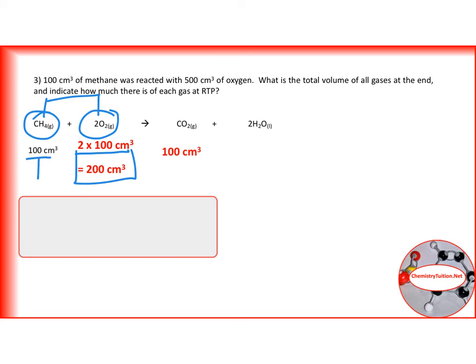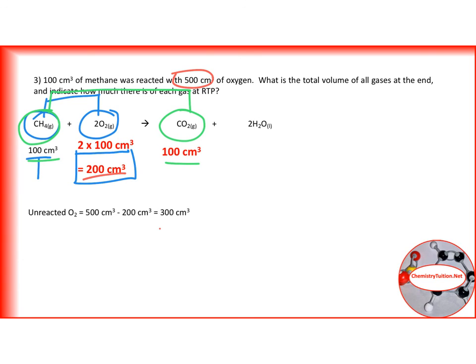In terms of the volume of carbon dioxide I produce, methane to carbon dioxide is a 1 to 1 ratio. So if I have 100 centimeters cubed of methane, I will produce 100 centimeters cubed of carbon dioxide. The only other thing we need to consider is how much oxygen is left over. They told us I started with 500 centimeters cubed. I've used 200 centimeters cubed of it, so I'm going to be left with 300 centimeters cubed of unreacted oxygen.